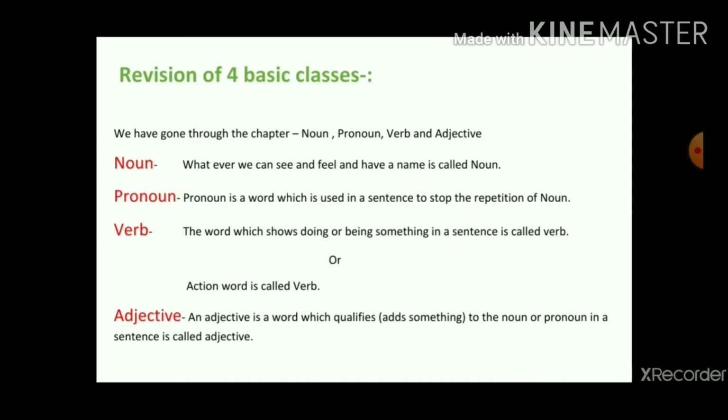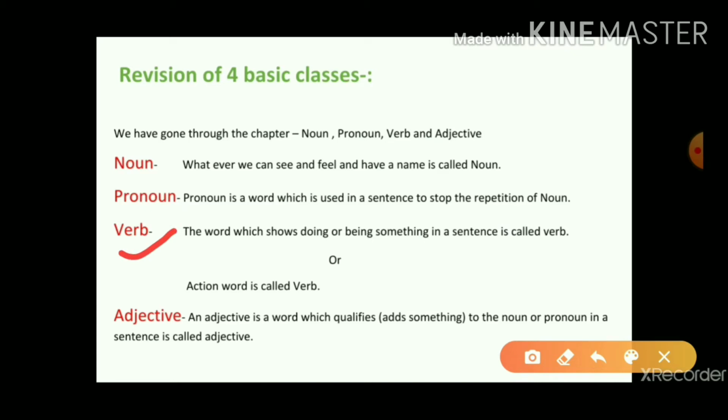Now, a pronoun is a word which is used in a sentence to stop the repetition of a noun. A pronoun is a word which is used to stop the repetition of a noun in a sentence to make the language clear and attractive also. Then we go to the chapter named verb.